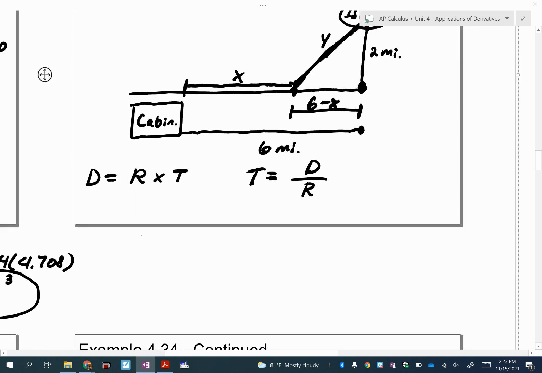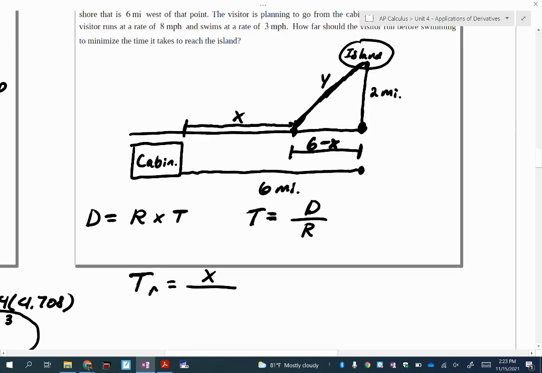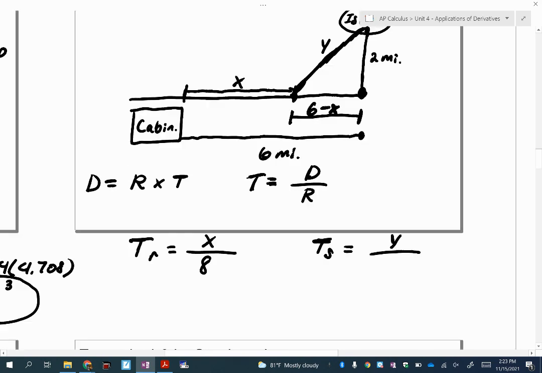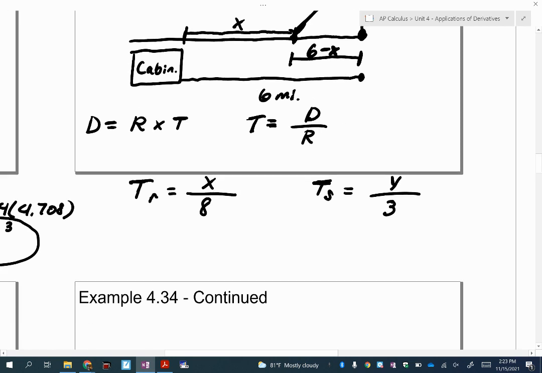We have the time it takes, or the time the visitor is going to be running. Let me put R there. So the distance they're going to run is x, distance in miles, divided by the rate at which the visitor runs, which is 8 miles per hour, and the time it takes to swim, which is going to be y, the distance the visitor swims, divided by the rate of 3 miles per hour. So my total time that I'm trying to figure out here is x over 8, that's the time in terms of running, plus y over 3, the time in terms of swimming.